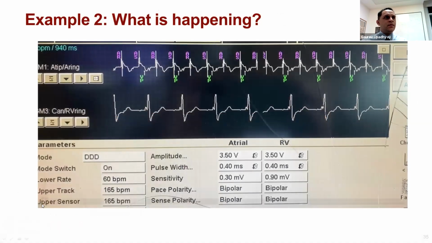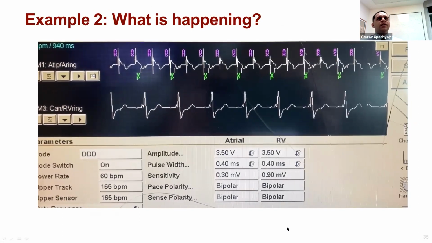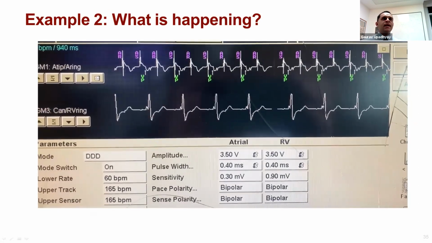Okay, this is a movie of an example that Gurjit talked about here. What's happening in this case?